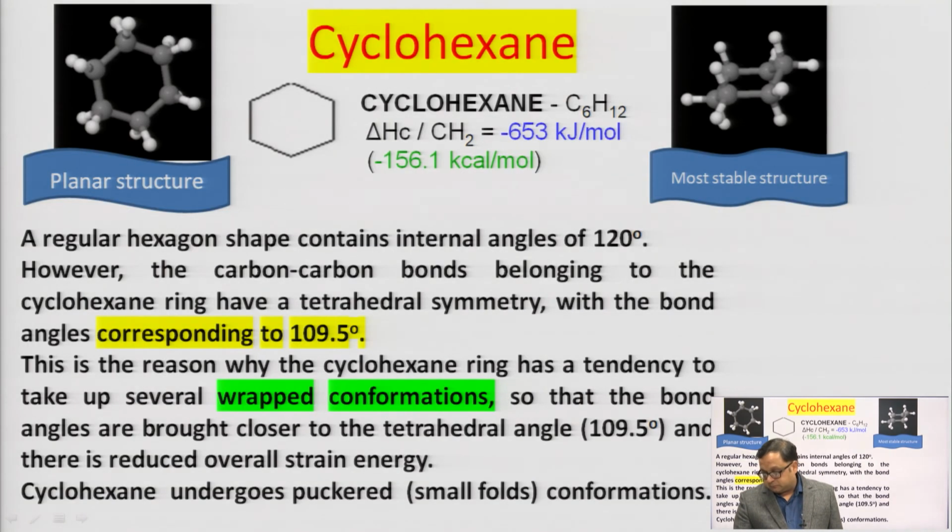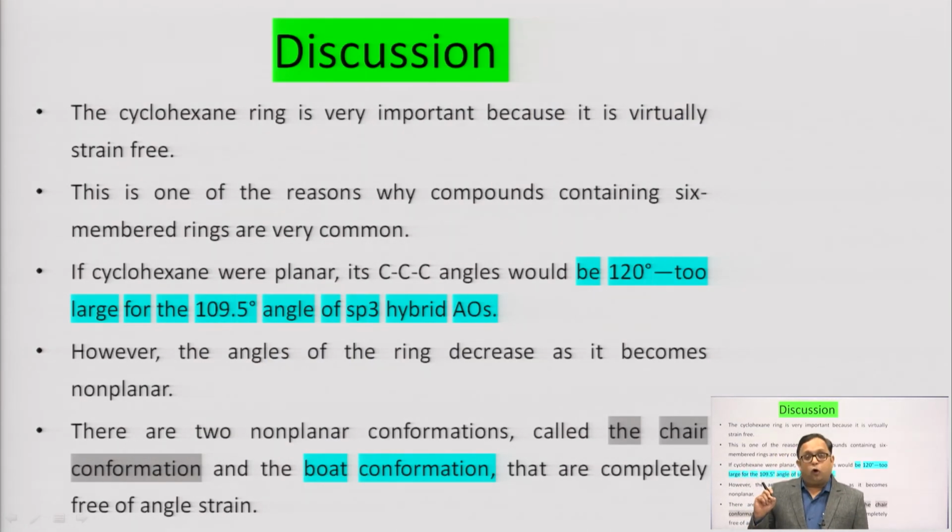Now, the next molecule to be discussed here is cyclohexane. This is very important. The formula is C6H12. If we talk about a regular hexagon, the angle is 120, but the carbon carbon bond angle is 109. Now, what does it mean? There must be some puckered conformation to decrease this bond angle from 120 to 109, and this puckered conformation reduces the overall strain energy, and cyclohexane undergoes puckered conformations, called chair and boat conformation. That is why the cyclohexane ring is very important, because it is virtually strain free.